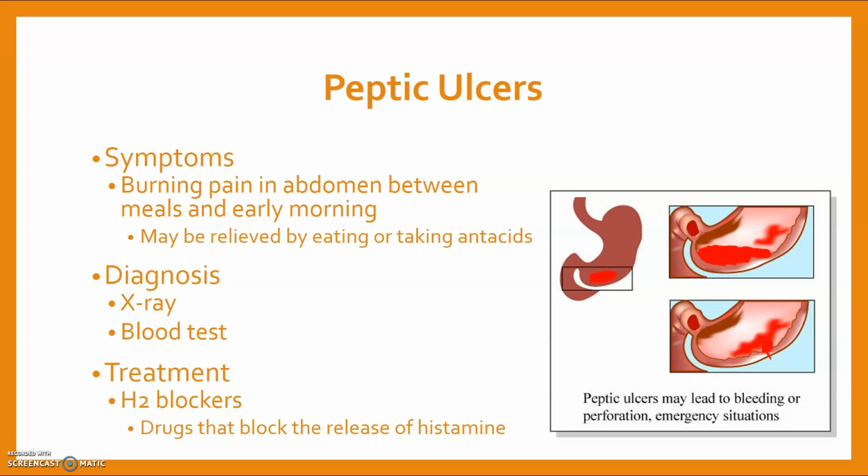And H2 blockers are drugs that block the release of histamine. And histamine stimulates the stomach to produce hydrochloric acid. What the H2 blockers do is reduce the stomach hydrochloric acid production, which can help to treat peptic ulcers. Peptic ulcers can become dangerous because they may lead to bleeding or a perforation, which is a hole, and these can be emergent situations. And that concludes today's lecture on the stomach and its associated disorders.